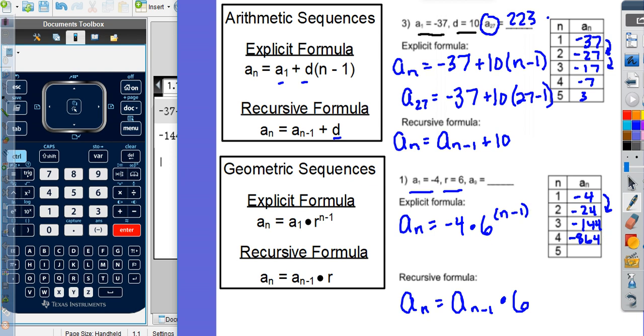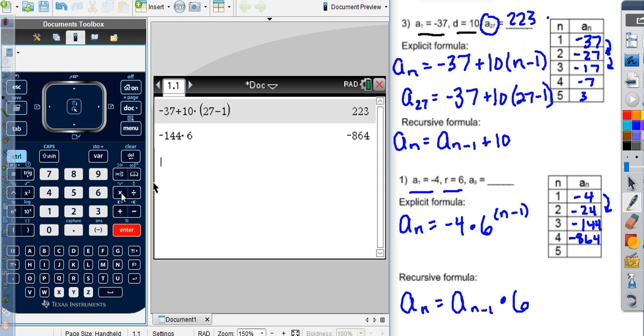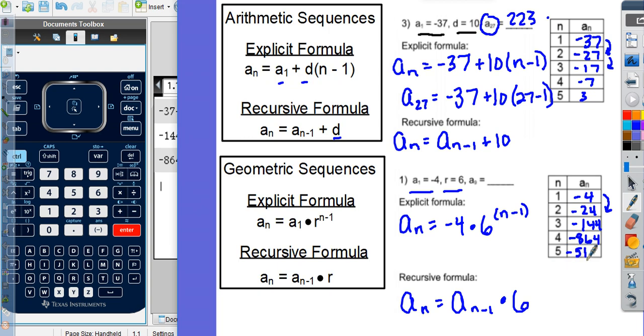And then I don't have to retype this, I just need to hit times 6, and it brings up my previous answer. And that's negative 5,184. Okay, so we filled this out. So now they want us to find the last thing, A sub 9.